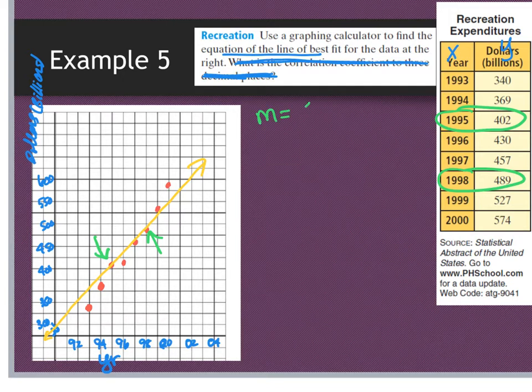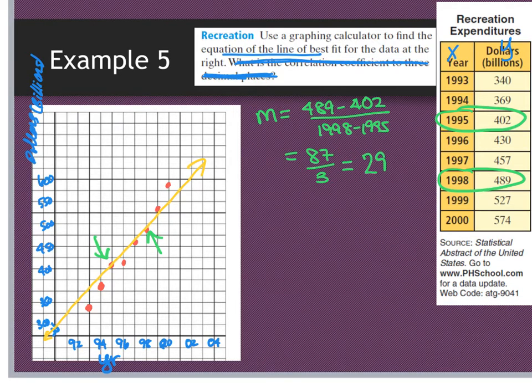So I'm going to take 489, remember this is y2 minus y1 over x2 minus x1. So I have 489 minus 402 divided by 1998 minus 1995. When I subtract and divide those out, I end up with 87 over 3, which is actually equal to 29. So now I have my slope.